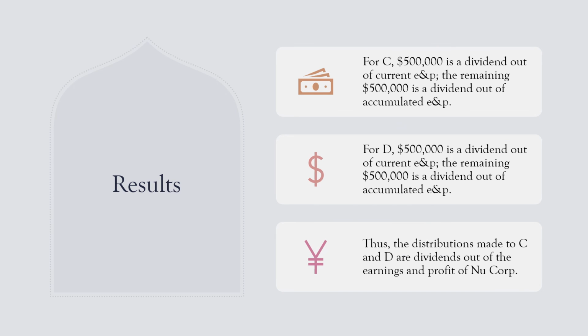So the tax result for C is that C has a dividend out of current earnings and profits, and C also has a dividend out of accumulated earnings and profits. And that's the same result for D because both of them received the same amount of distribution, 1 million per person. Thus, C and D have dividends out of the earnings and profits of New Corp.